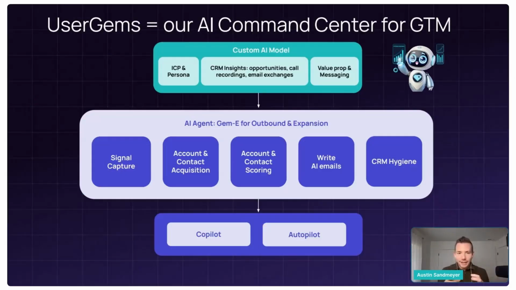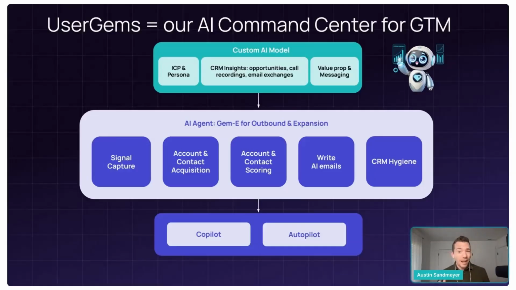As we talked about, UserGems is our command center when it comes to AI and GTM. We have our ICP and persona information, our CRM and insights. So these are opportunities, information about the opportunities, call recordings, CSM recordings, email exchanges between them and our CSM, them and our help center ticket support team, them and our account management or sales team, and then all of our value prop and our messaging. It's great for, let's say we're in one department. Let's say we're in marketing. If you're familiar with Sendoso, you probably know some of our core ICPs. So let's say we're in marketing right now. We want to go into sales, or we want to go into CS.